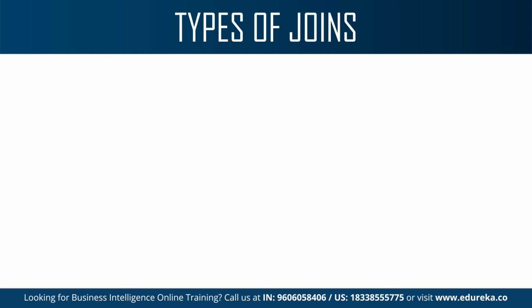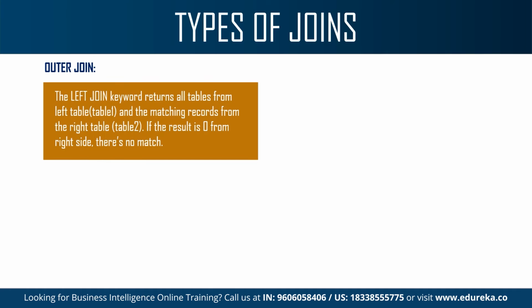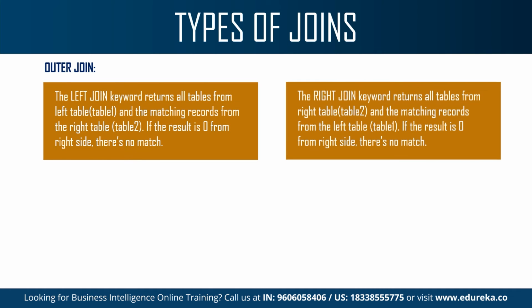So let's get into the syntax and the definition. Left join or left outer join returns all records from the left table, that is table 1, and the matching records from the right table, that is table 2. And if the result is 0 from the right side, that means there is no match and it is going to show null. While right join returns all records from the right table, that is table 2, and the matching records from the left table, that is table 1. And here also, if the result is 0 or null from the right side, there is no match.